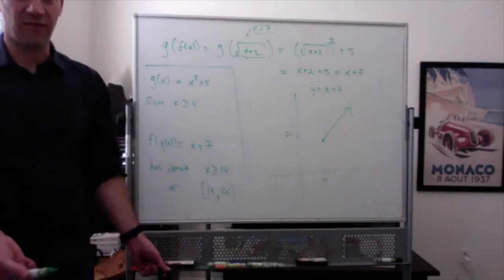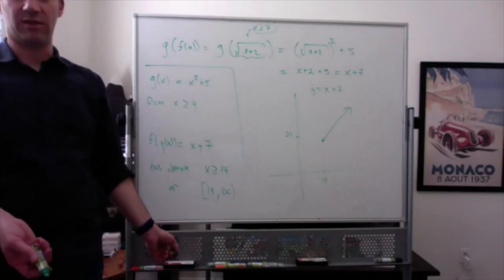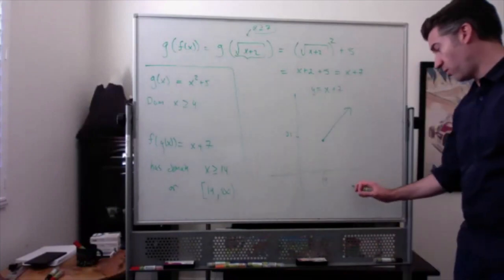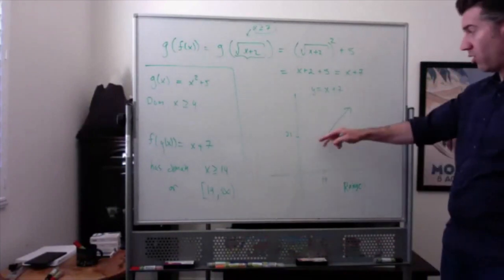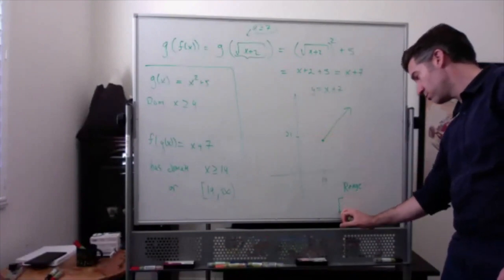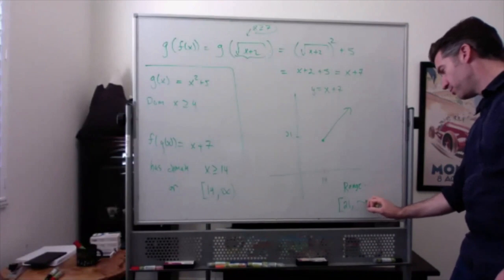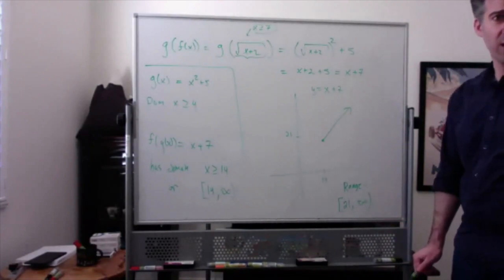So that's what the graph of that looks like, right? It looks like y equals x plus 7, but it's been cut off so that I only get everything to the right of 14. And so the range here is all the y values. So the range is starting at a low of 21 and going up and up and up and up and up. So that's what the range would look like here.